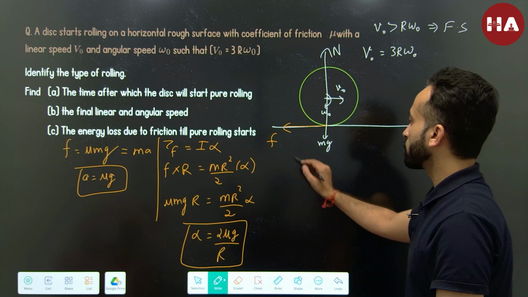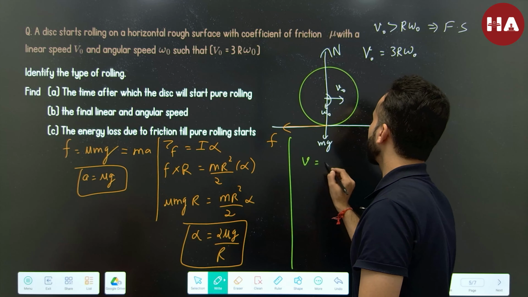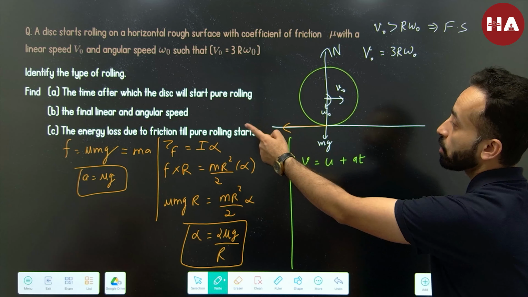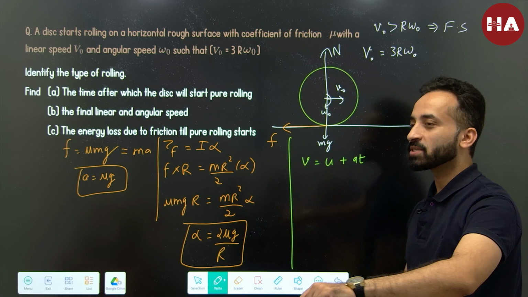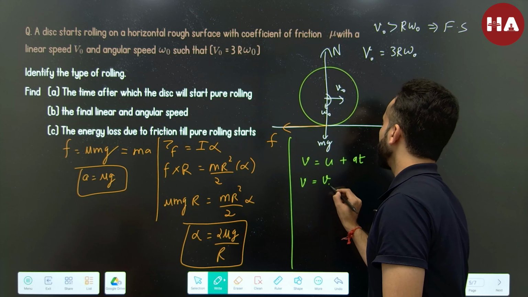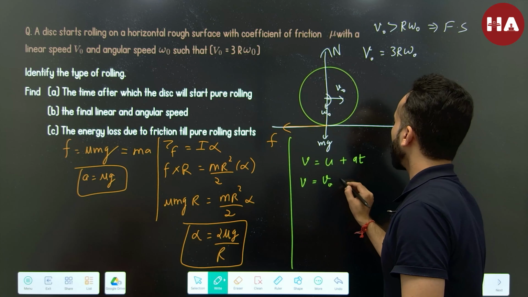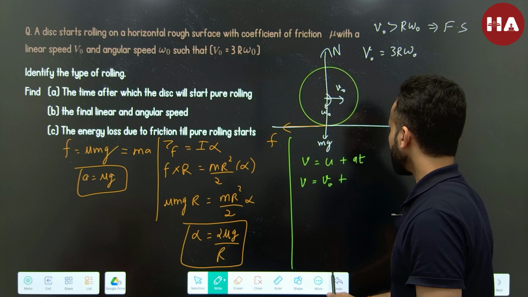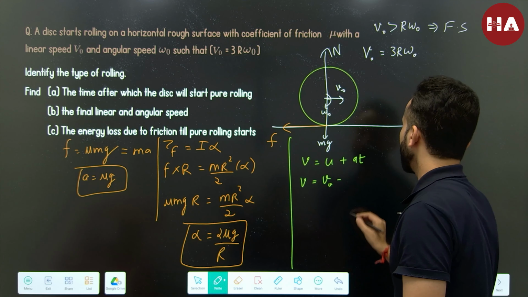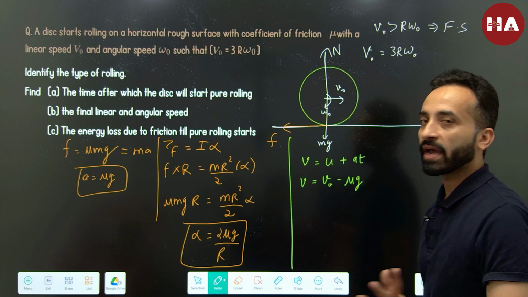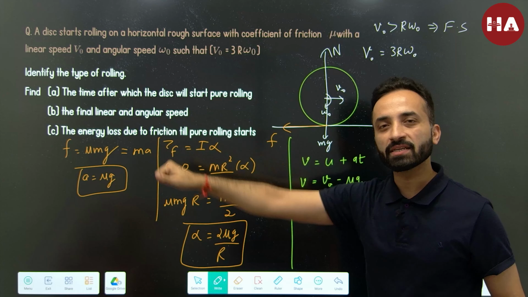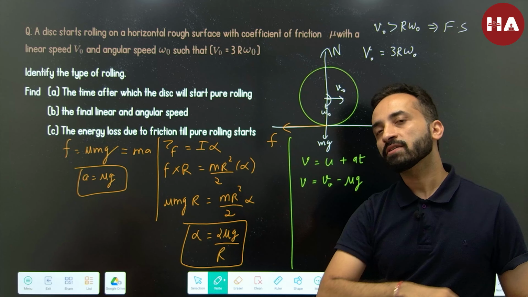Where do I go now? Look at this. Now I will go towards the first equation of motion, that is v = u + at. Since I have to talk about the time, the only option that I have is to use the equation of motion. So v = v naught plus a, and instead of plus, I am writing minus mu g. Why so? Because velocity is forward and friction is opposite, so I am taking rightward as positive, so it's minus.